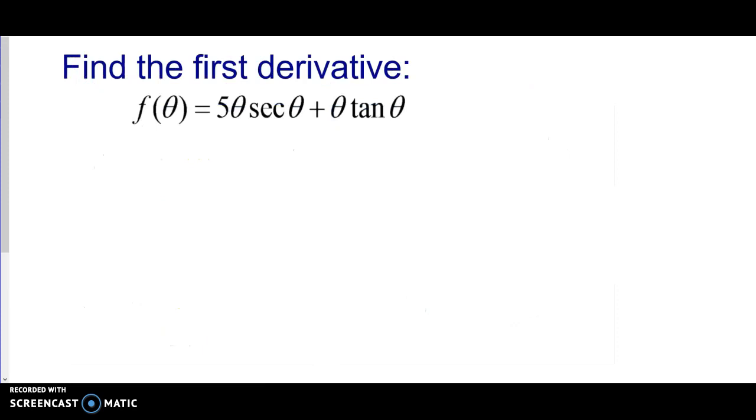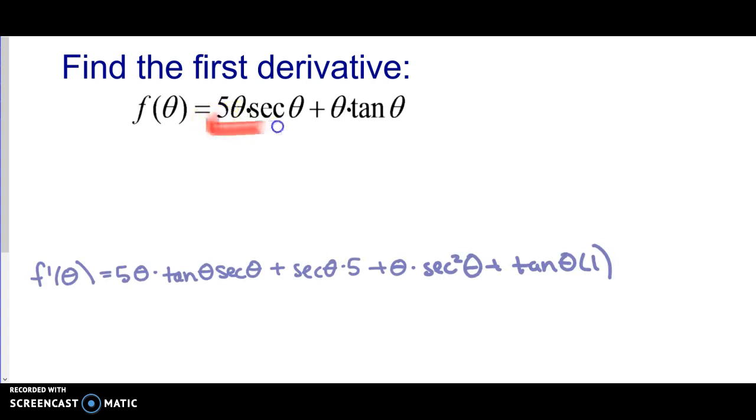All right, so let's practice here. Find the first derivative. I'm going to have you guys try this one, but note that this is a product rule and this is a product rule. Go ahead and put me on pause.